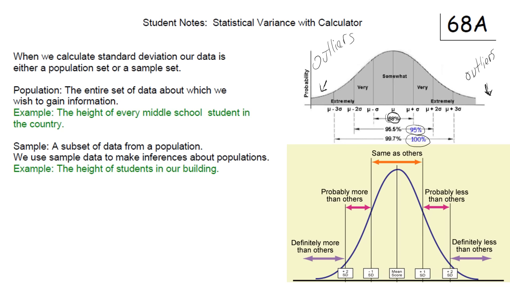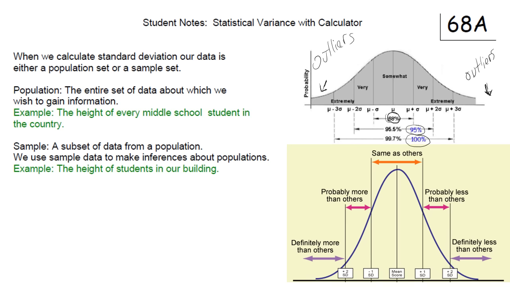Today we will look into standard deviation. When we calculate the standard deviation, our data is either a population set or a sample set. A population set is the entire set of data which we wish to gain information. The height of every middle school student in the country would be an example.